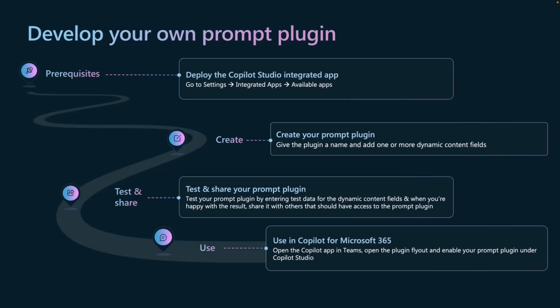Next, you also want to share your prompt plugin, because maybe whenever you have tried it out already and you're happy with it, you want other coworkers to also use your prompt plugin. You can do that through the sharing menu. And last but not least, you want to use your prompt plugin in Copilot for Microsoft 365. So make sure to open the Copilot app in Teams, open the plugin flyout, and enable the prompt plugin that you created under the Copilot Studio header.